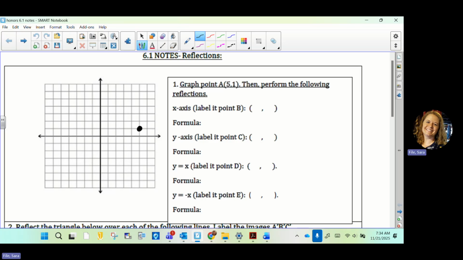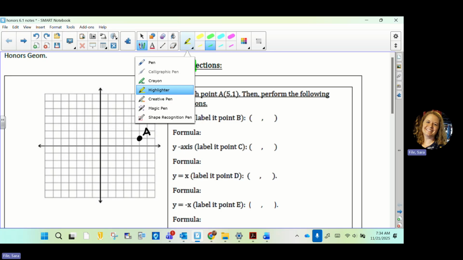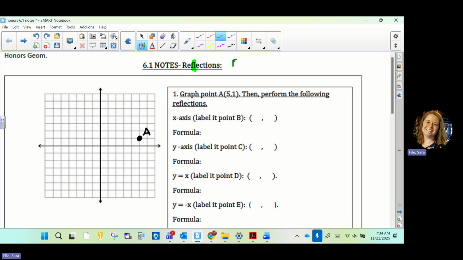So we're going to start with point A, which is at (5, 1). Here's my original point A, my pre-image. And they want us to perform the following reflections. Graphically, a reflection is just a flip. You can see it's got those letters FL in it. Here, I highlight for you what I'm talking about. See FL, a little thick. Think of that as standing for flip. So when we reflect something, we are flipping it.